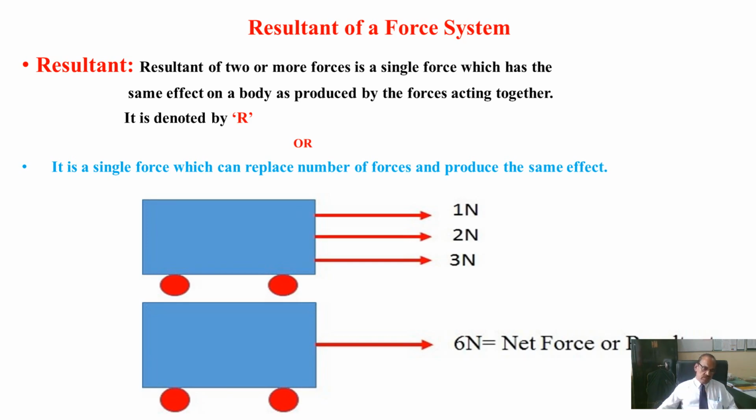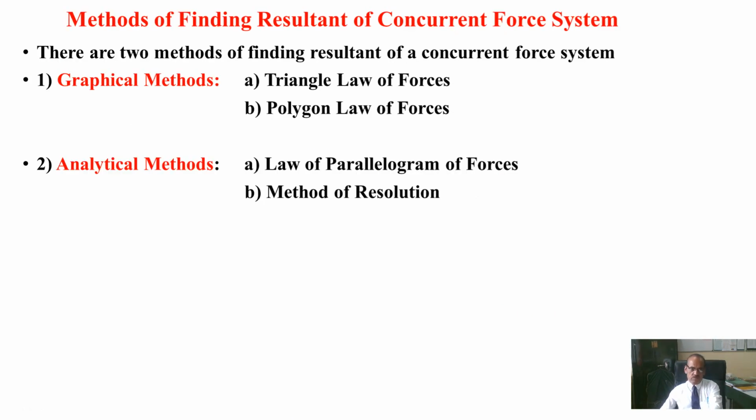Now you can see this trolley. On this trolley there are three forces acting: 1 Newton, second is 2 Newton, third is 3 Newton. So these three forces in the second trolley, I can replace it by a single force having magnitude of 6 Newton. So the net effect produced by these three forces will be same as the net effect produced by this single force. This is called as a resultant. This is very important.